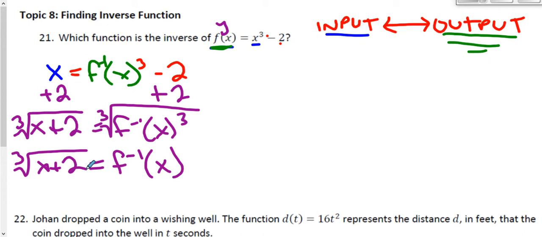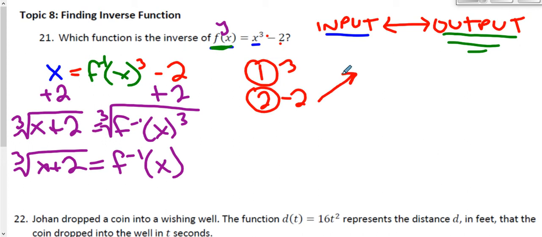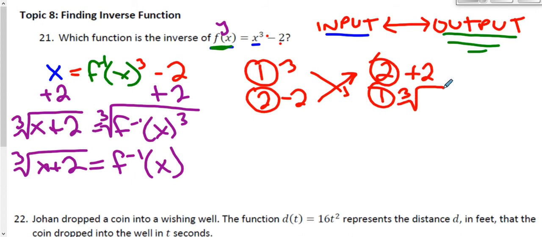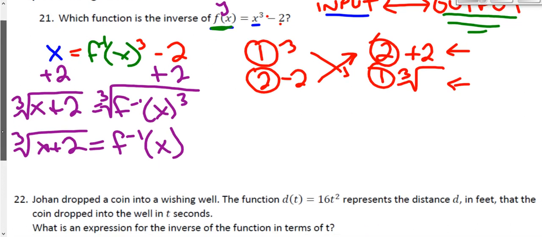It's important to do those in the proper order. If it's helpful for you to make a list of what's happening to your inverse, first it's being cubed, then we're subtracting 2, so that you can undo them in the opposite order, 2, then 1. It's important that we add 2 first, then cube root. So it's helpful to make a list sometimes to know how to undo steps in the opposite order, but as long as you're switching your input and output first and then solving for your output, you should be fine.